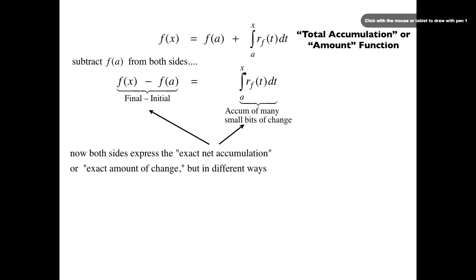Sum. What are we summing up? Really small changes, right? Rate times change in x. So we're summing up all the little bitty changes to get the whole change, right? The whole change. So two different ways of expressing the same thing.